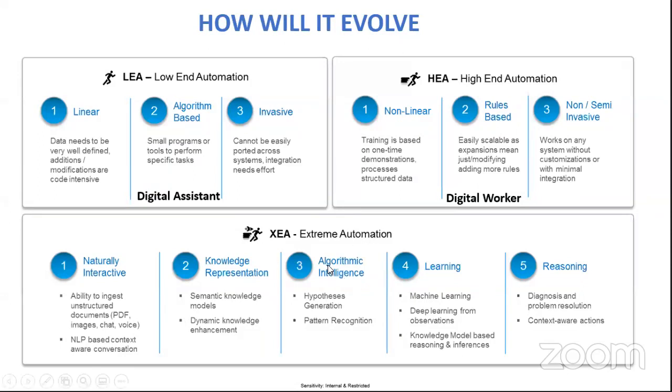So this is the third or the last dimension. When the journey of RPA automation is looked at, we start with the low-end automation, move on to the high-end automation, then we go to the extreme automation, where AI, learning, and reasoning aspects come into place. So that's how the dimensions of robotic process automation would get implemented for all of us.